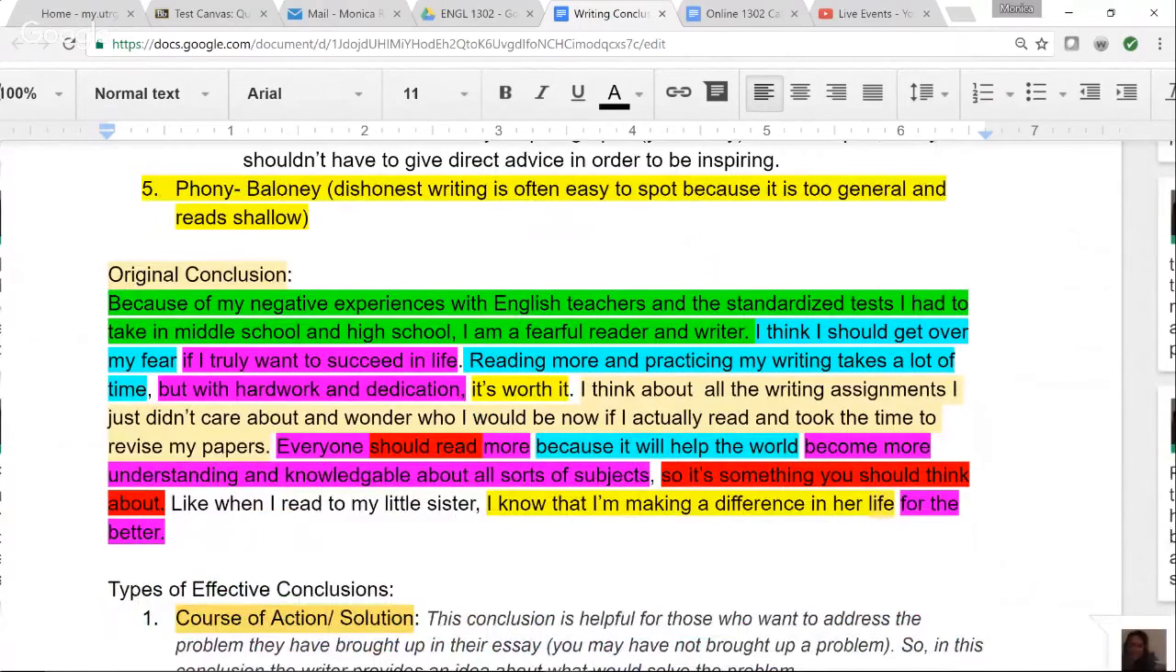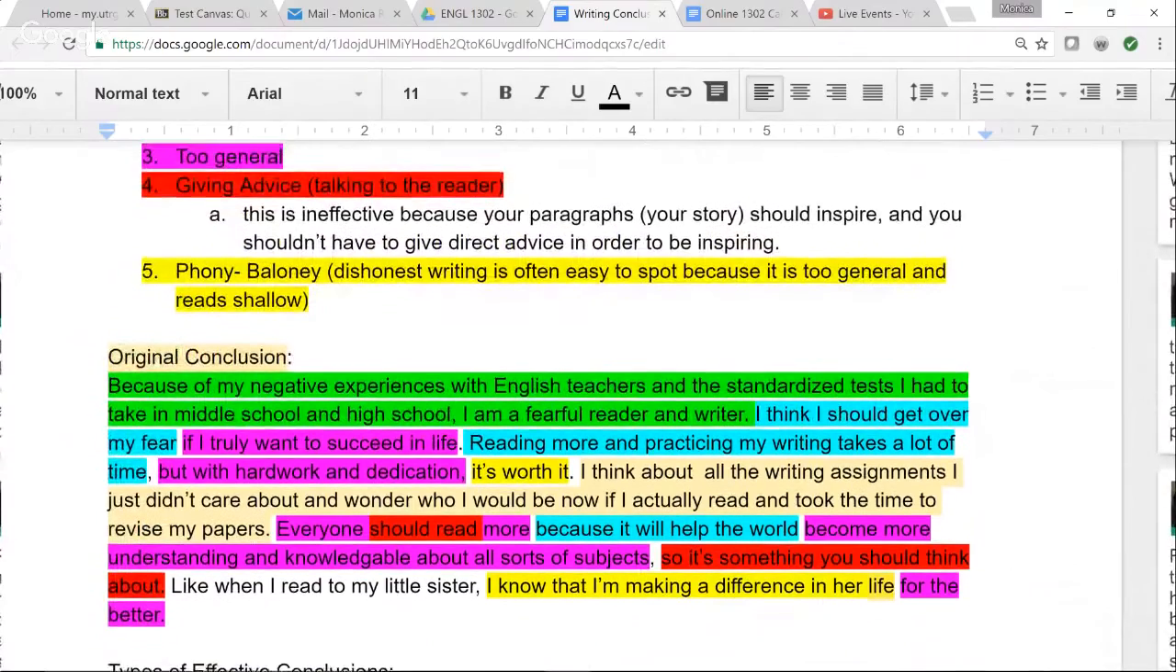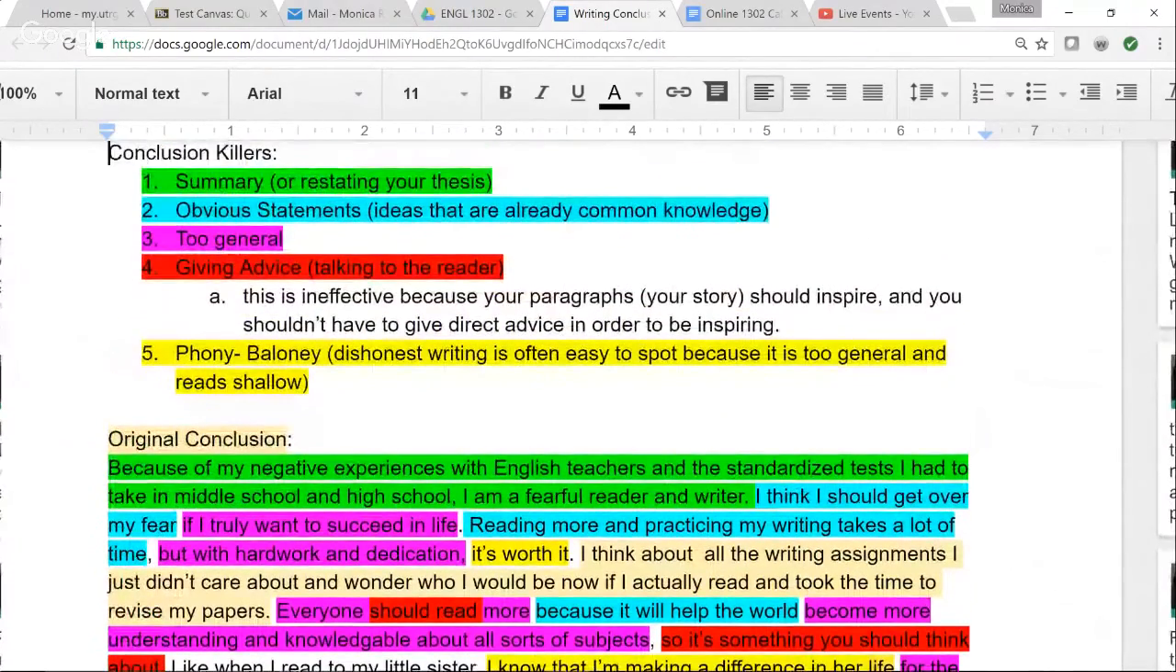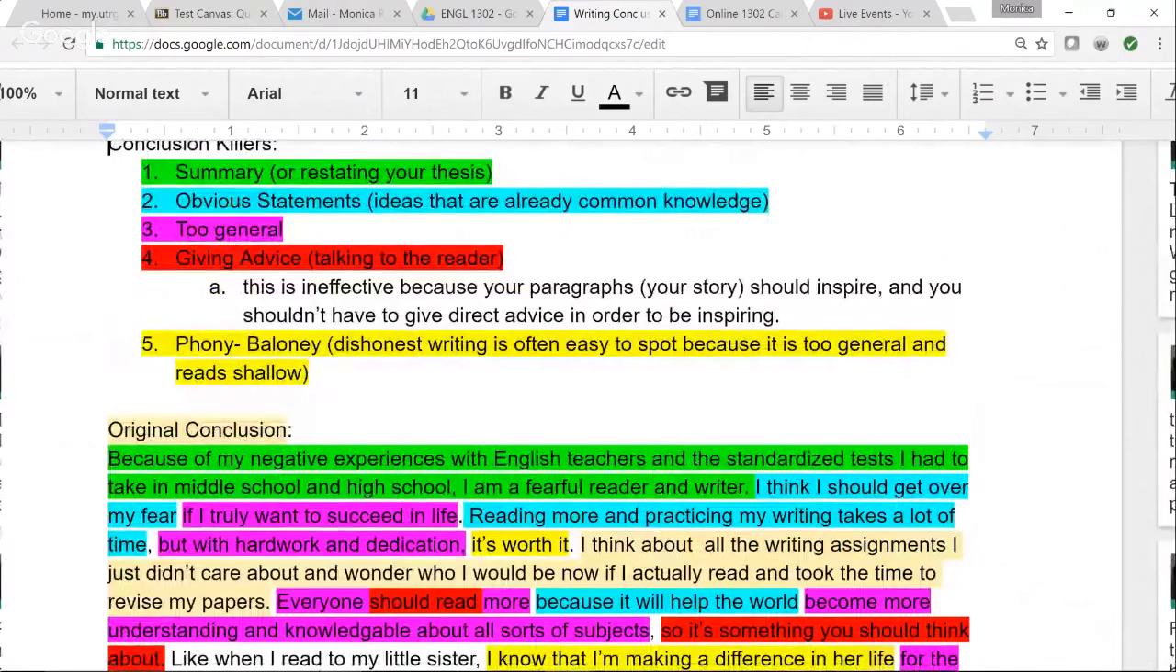Because of my negative experiences with English teachers and the standardized tests I had to take in middle school and high school, I am a fearful reader and writer. Now, that's a conclusion killer because that's a restatement of the thesis, and you can see that that's in green. That was the main argument of this paper, and so the student is just restating it.